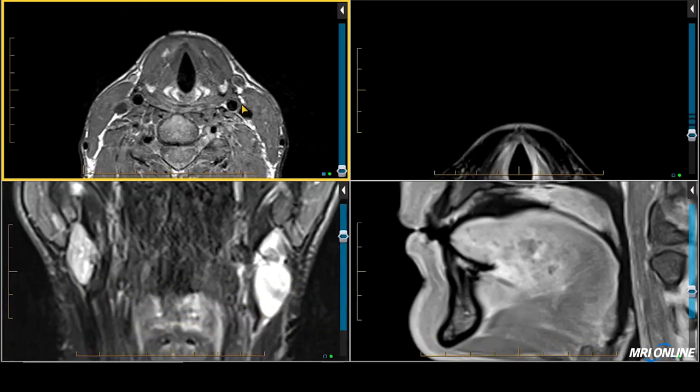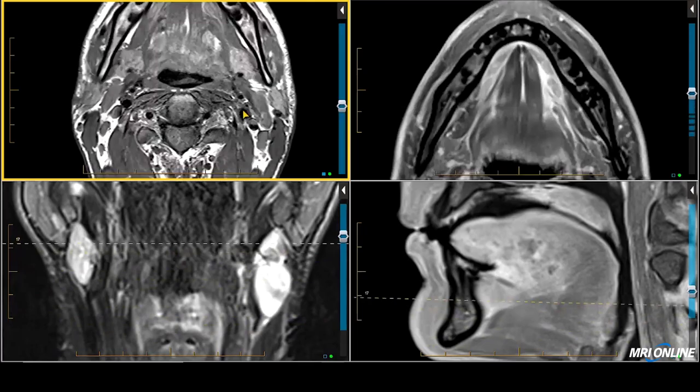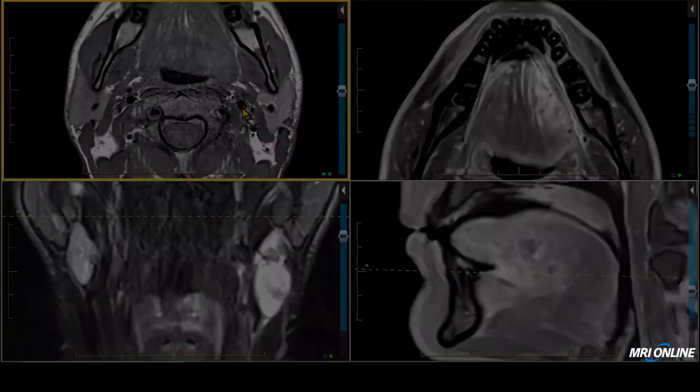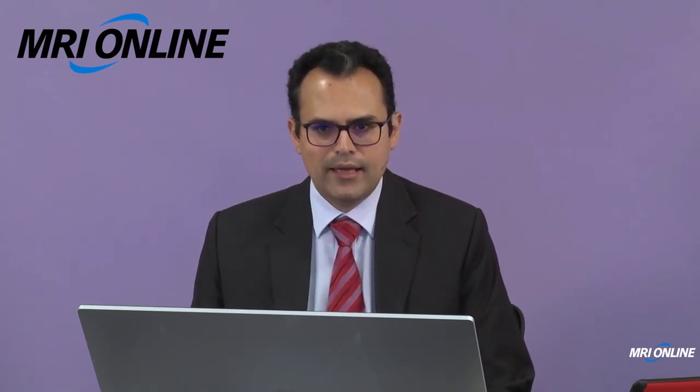And lastly, you need to look for any evidence of distant malignancy, which there isn't in this patient. So in our next vignette, we will formally stage this patient according to the AJCC 8th edition guidelines, TNM staging.